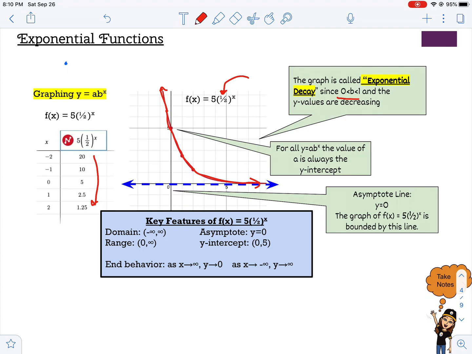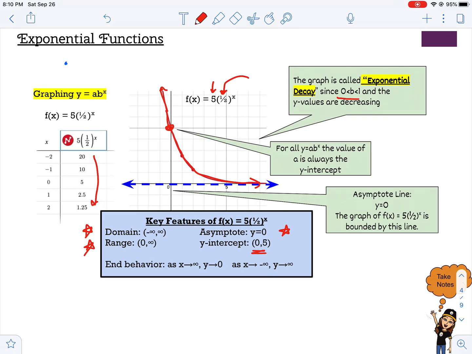A lot of the features are the same. The domain is still negative infinity to infinity. The range is still 0 to infinity, and my asymptote is still at 0. I've not had any vertical shifts to change that asymptote. One thing that is different is the y-intercept, and that has to do with this number out front. We have a stretch that's moving that y-intercept up to the 5.